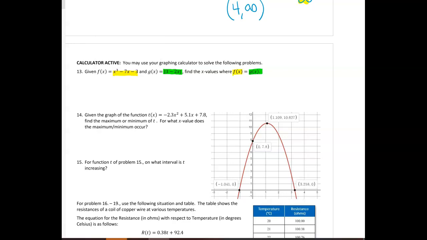Okay, and just to set it up, x cubed minus 7x minus 3 equaling the absolute value of 3 minus 2x. So if you don't have the graphing calculator, you can always use Desmos, which I'm going to pause the video and switch to on my screen. So give me a moment.